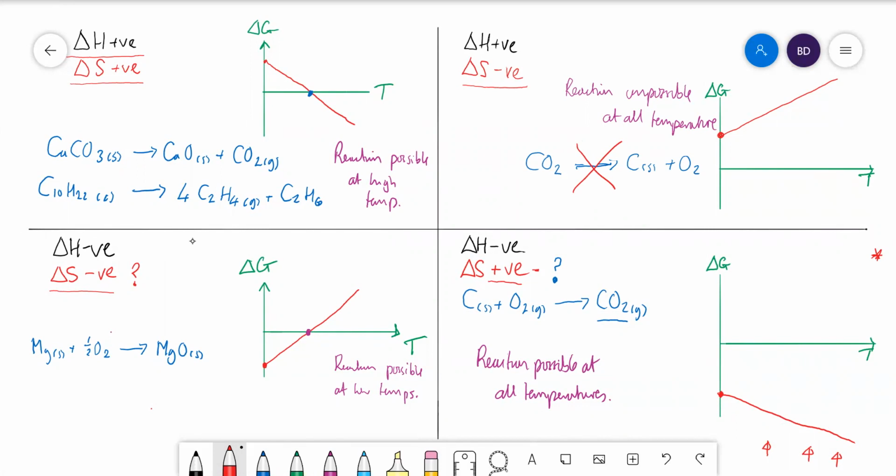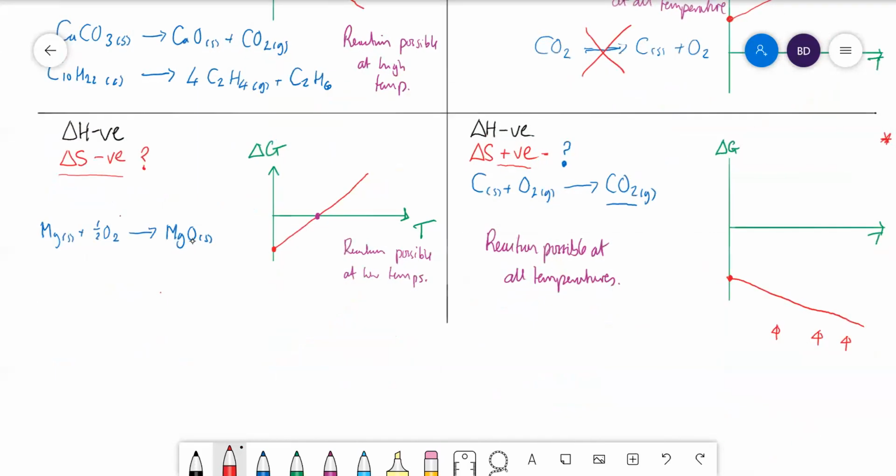So it's a good idea to have those four graphs in your head, all the four examples, so you really understand how delta G varies with temperature, and how reactions can become feasible or unfeasible as the temperature changes. That's really a useful thing to have. Just one little word of warning there.